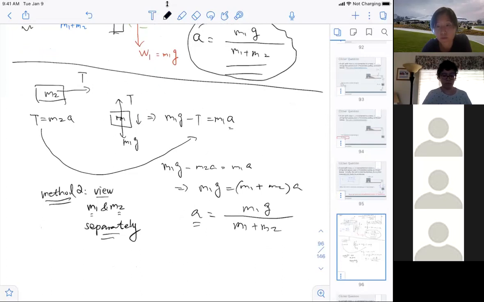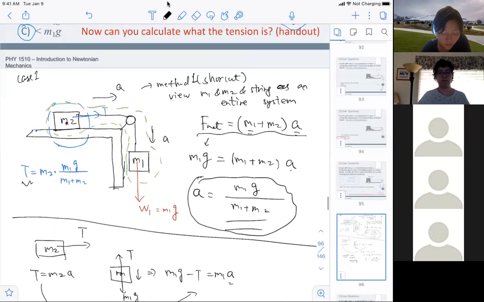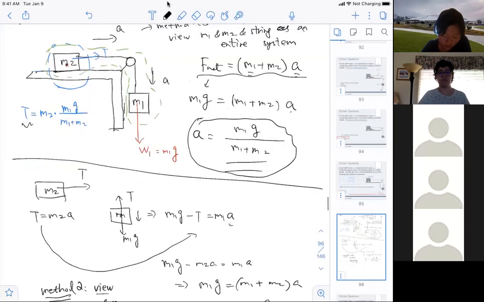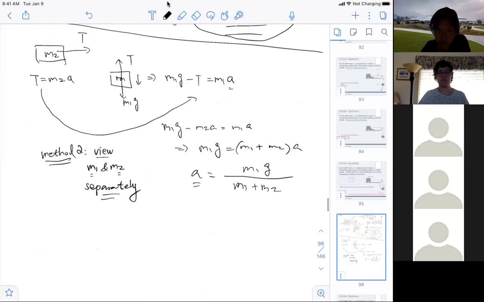Wait, I'm a little confused. How come tension for M2 is pointed to the right instead of pointing to the left? Tension on M2, well, isn't that rope dragging M2 though? Oh, okay. Yeah, it's speeding up to the right, right? Okay, yeah, I see. Okay, any other questions on these 2 methods?